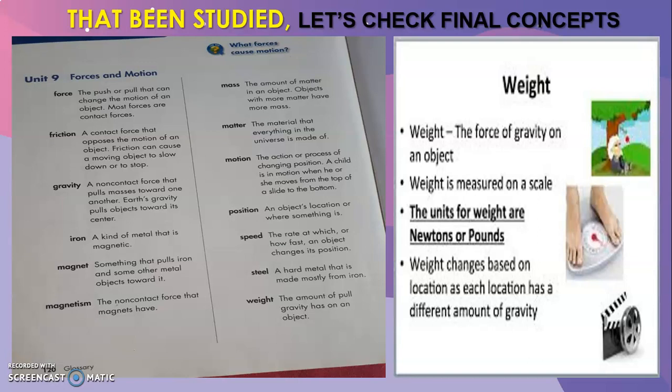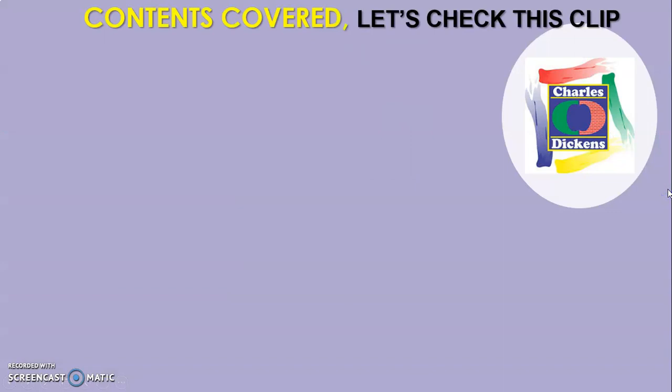Now, steel is a hard material that is made mostly from iron, and weight is the amount of pull gravity has on an object. I guess all of these concepts have already been explained in previous lessons as well as in this one. But since we need to double-check concepts, now we're going to watch a self-explanatory clip to see in general what the contents of this final lesson were about. Okay? Let's see.